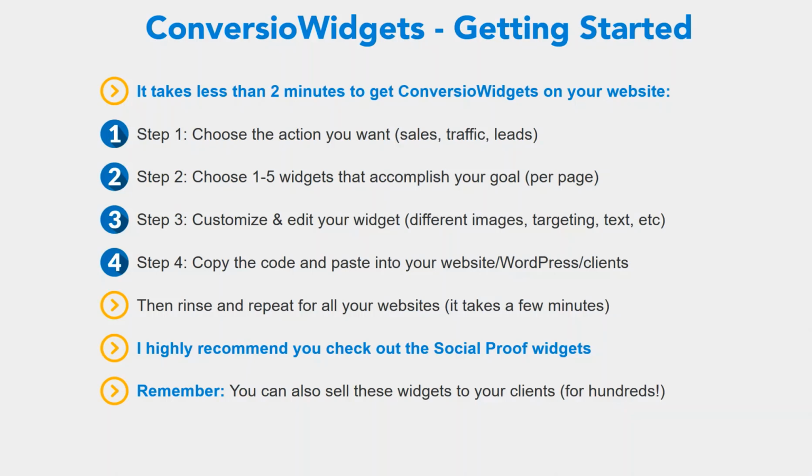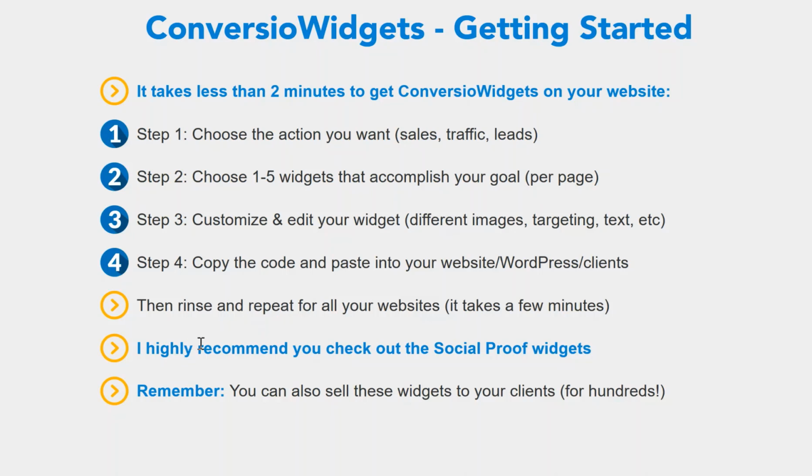So for each widget there's going to be various options. We can choose some different images, different targeting options, different text. And then lastly, we want to copy our code and paste it into our website or our client's website. Like I say, this really does work on any type of website, whether it's WordPress, ClickFunnels, LeadPages, whatever. And then finally, we just rinse and repeat this for all of our URLs, all of the websites, all of the pages that we want to add Conversio widgets to.